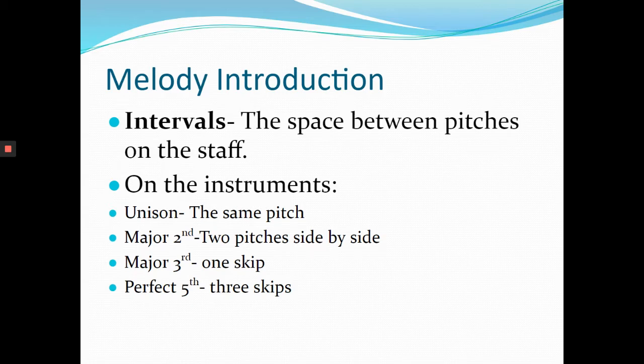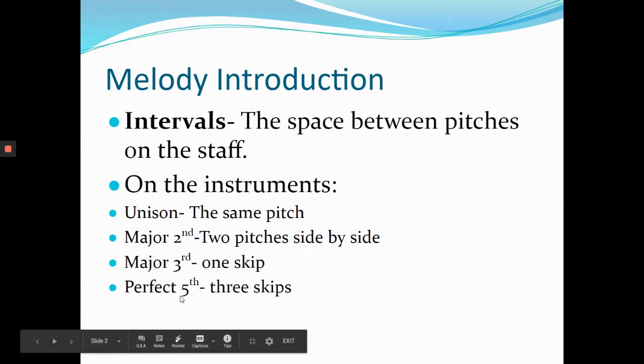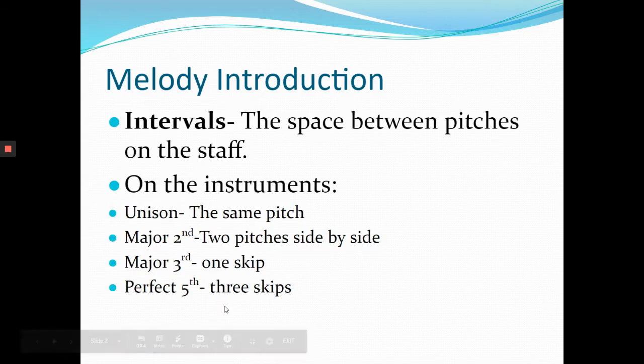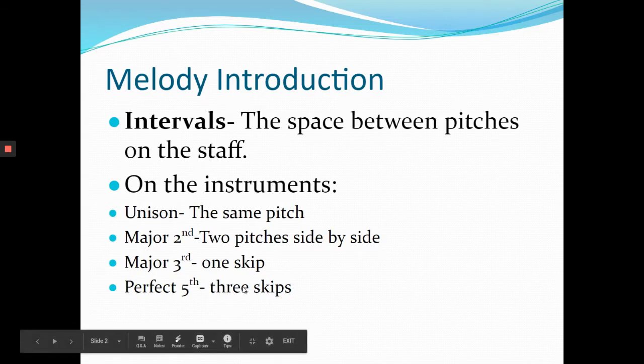For this exercise and for this week, we're only going to focus on four different intervals. We're going to talk about unison, which is the same pitch. Major second, two pitches side by side. Major third, this is a skip. And then perfect fifth, three skips. When we get into chords, two of these intervals we will be using almost exclusively, more than the other two, but we'll get to that later.